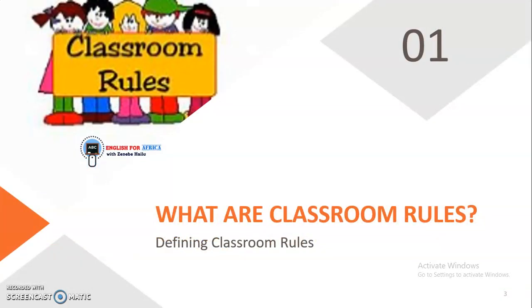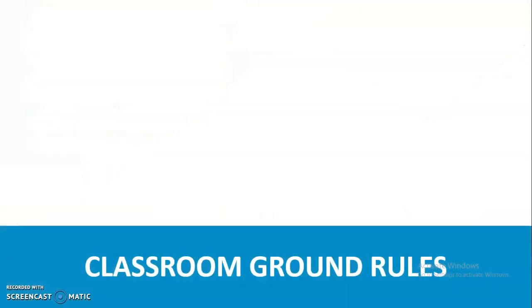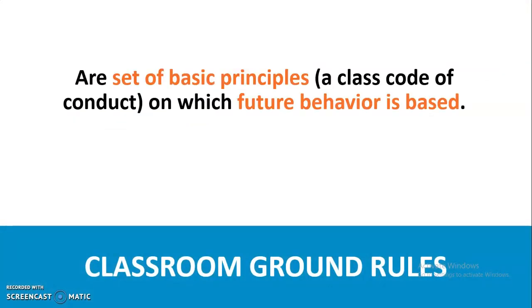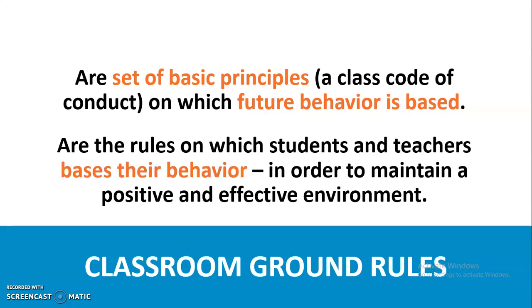What are classroom rules? Let's define it. Classroom ground rules are a set of basic principles on which future behavior is based. And in a broad way, we can have this definition: these are the rules on which students and teachers build their behavior so as to maintain a positive and effective environment.